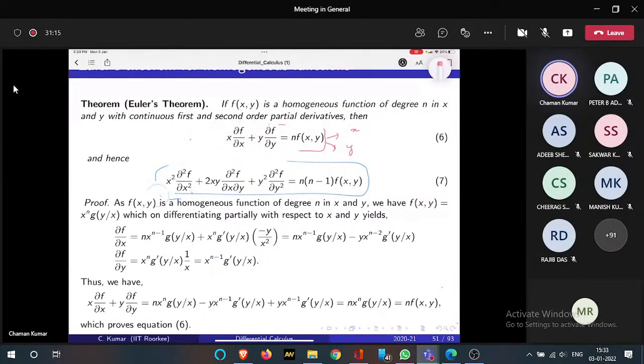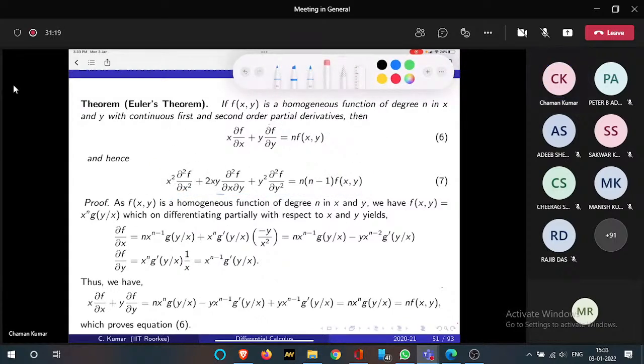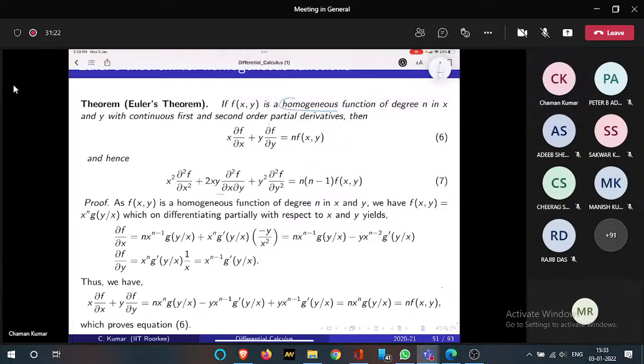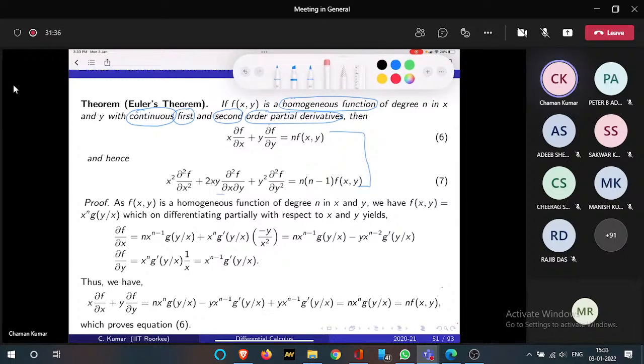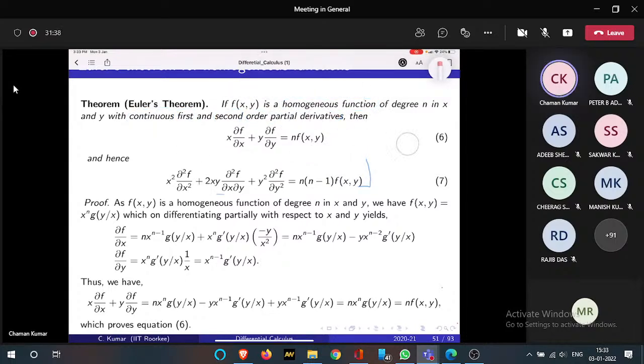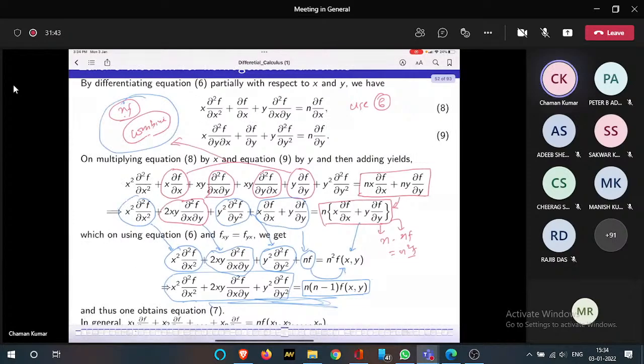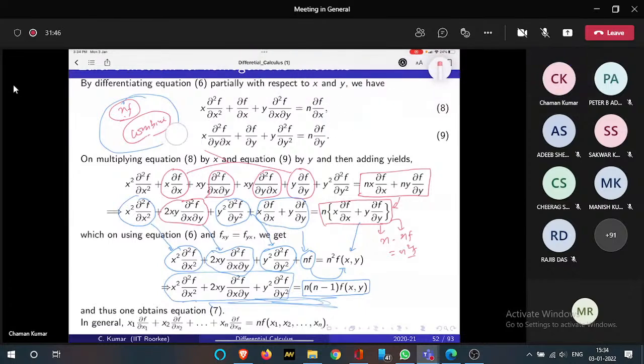So if these assumptions are satisfied, what are those assumptions? The function is homogeneous, and the first and second order partial derivatives are continuous. Then these two results will hold. So before applying Euler's theorem, you should check that these assumptions are satisfied. If these assumptions are not satisfied, then you cannot apply Euler's theorem.